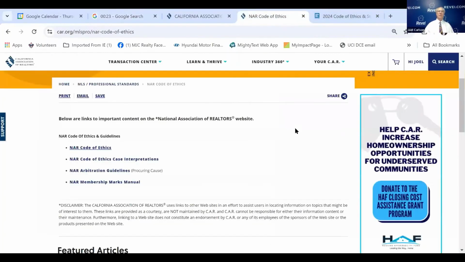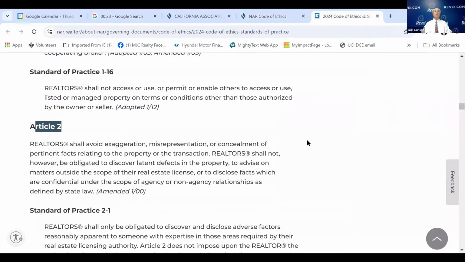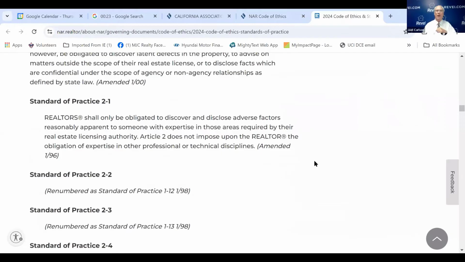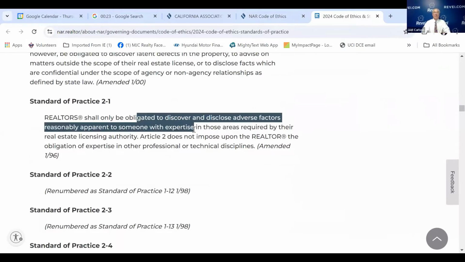So here we are at the National Association of Realtors Code of Ethics, Article 2. It says you will avoid exaggeration, misrepresentation, concealment. Okay, fine, we got all that. That's a law here in the state of California. You're only obligated to discover acts that adversely affect. Now, Easton versus Strasburger says you must disclose anything that would materially affect whether the buyer or seller would sell. You say, whoa, wait a minute, Joel, we're talking about the National Association of Realtors. Exactly. But state law surpasses this.